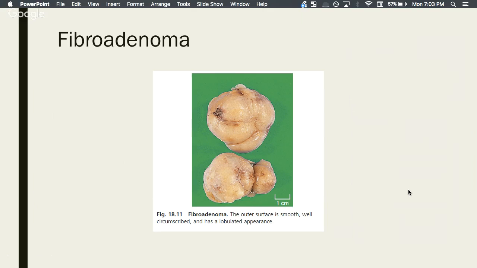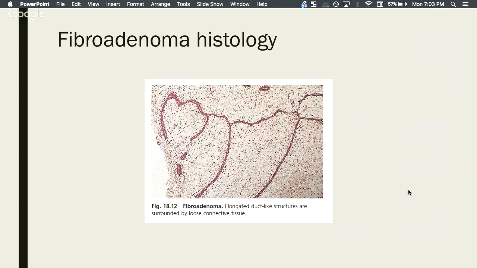So that's what it looks like from the outside: smooth, well circumscribed, lobulated. And that's what it looks like on histology, with your elongated duct structures.